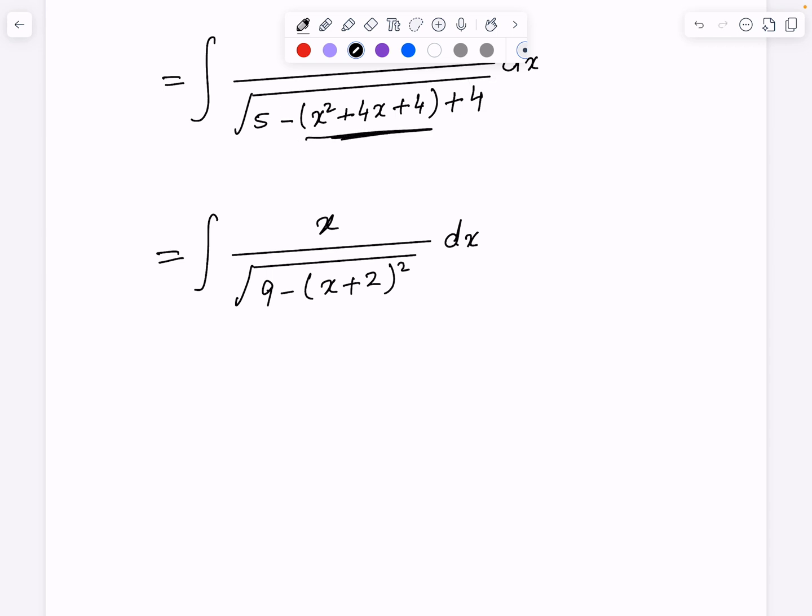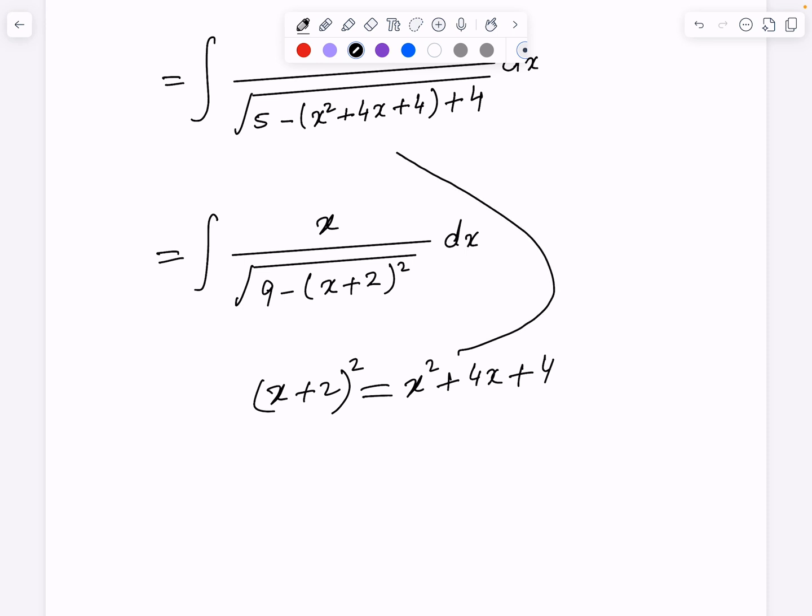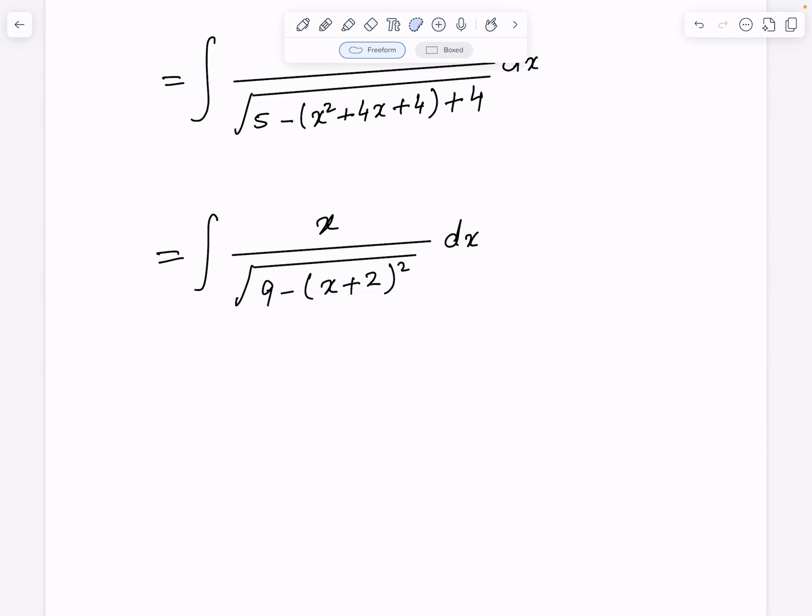And this one is the perfect square, which is this. Why? Because if we have x plus 2 whole squared, we're going to get the square of the first term, which is x squared, plus 2 times the first term times the second term. 2x times 2 is going to be 4x plus the square of the second term, which is 2 squared, which is 4. And this one is exactly the same as that one. So we're done with it.